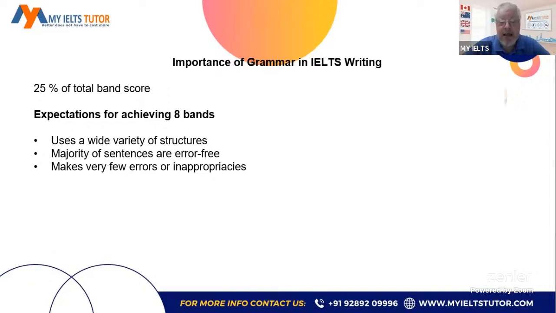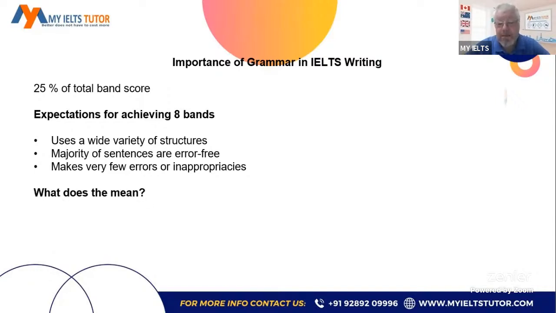An inappropriacy basically means that it's not a correct use of a grammatical structure, say, an error in terms of using an article like the word the. Maybe you didn't use it where you should use it, for example, and that's also an error. So inappropriacies is basically the same thing as errors. Okay, so these are the expectations for achieving 8 bands.